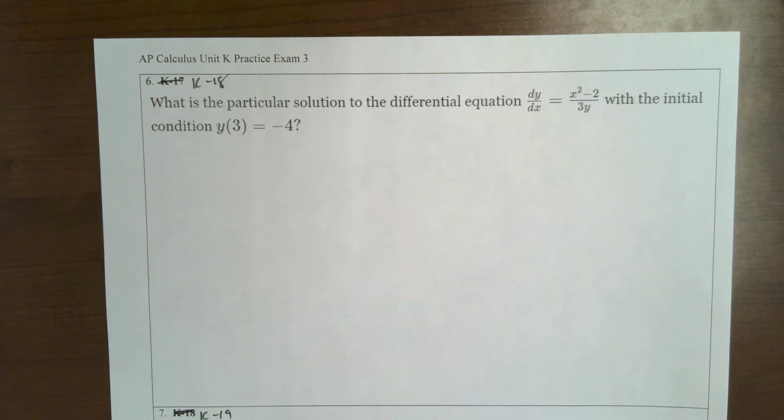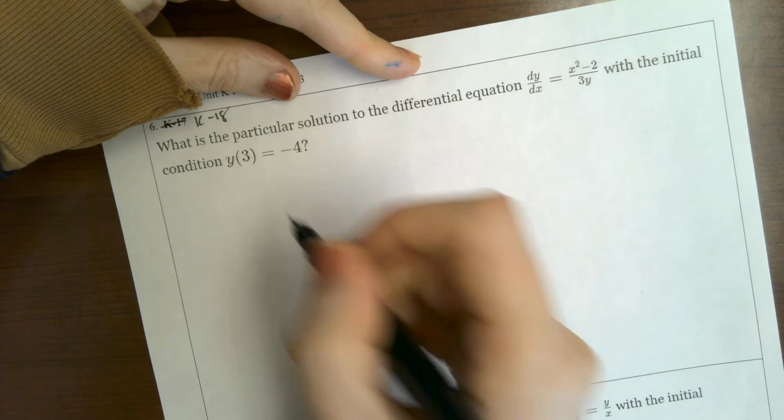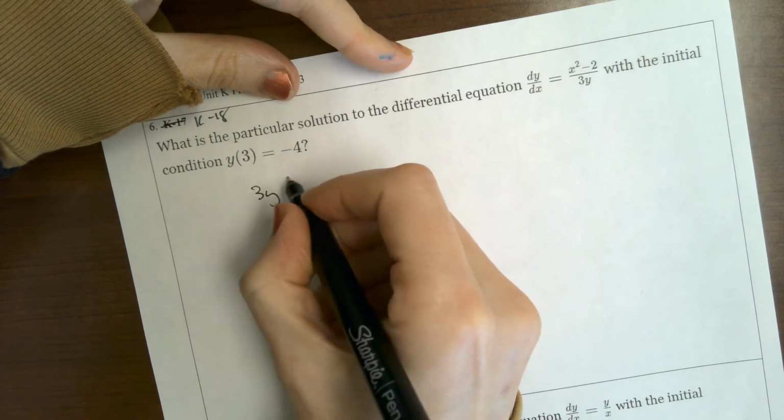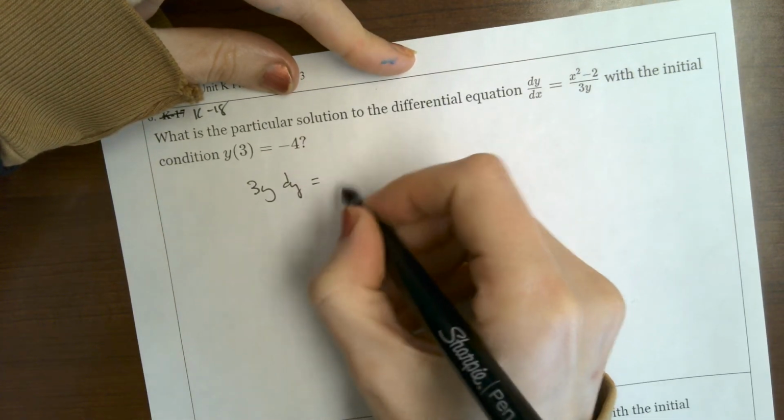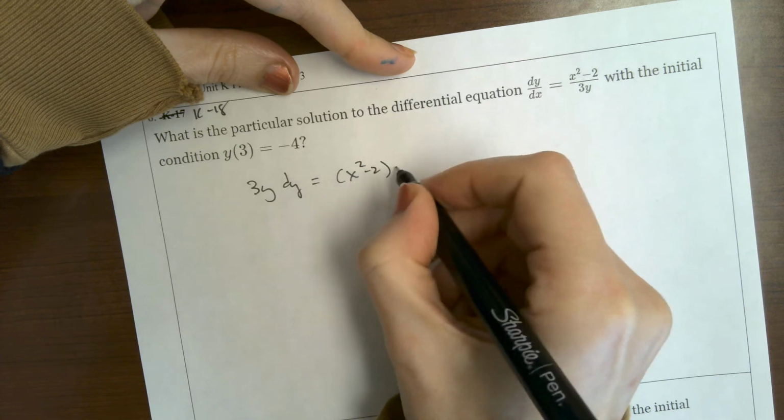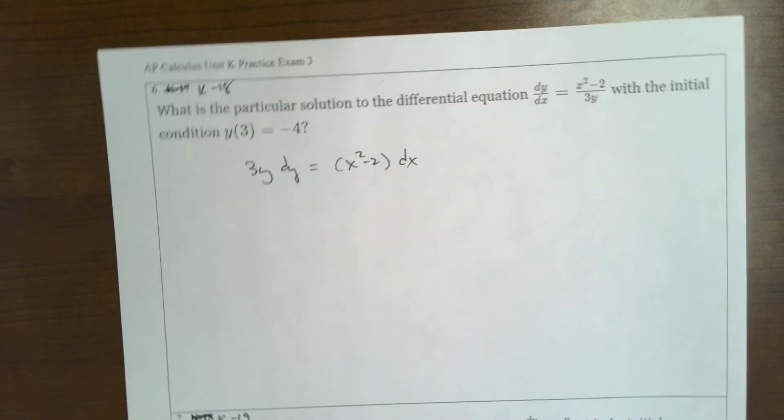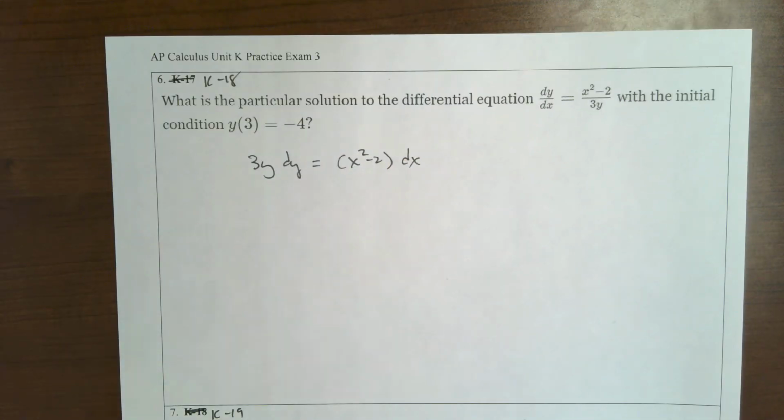All right, so what is the particular solution to this differential equation with the initial condition y of 3 equals -4? When you see this problem, you've got to cross multiply. So you end up with 3y dy equals x squared minus 2 dx. This is called separation of variables.